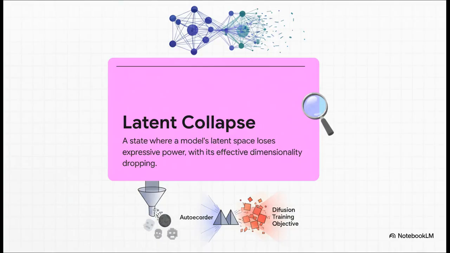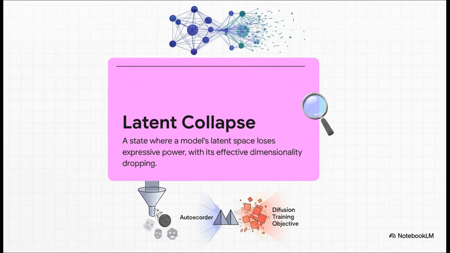So let's really nail down what we mean by latent collapse. It's this tragic state where the model's internal brain, its latent space, just loses all ability to express anything. Its dimensionality completely vanishes. Imagine you have a massive library, but instead of organizing the books neatly on shelves, you just throw every single one into a giant single pile in the middle of the floor. That pile is a collapsed latent space. All the books are technically there, but it's completely useless. You can't find anything. You can't create anything new.